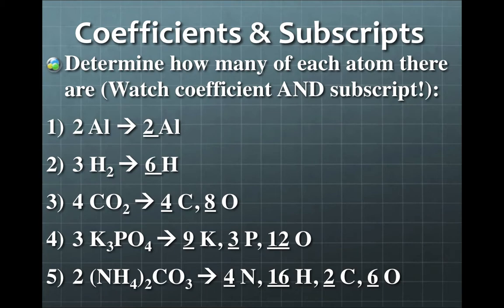So 2(NH4)2CO3. Okay, so in each one of the compounds, I have 2 nitrogens because the 2 on the outside of the parentheses distributes to the nitrogen. Now I have 2 of the compounds, so 2 times 2 gets me 4 nitrogens.